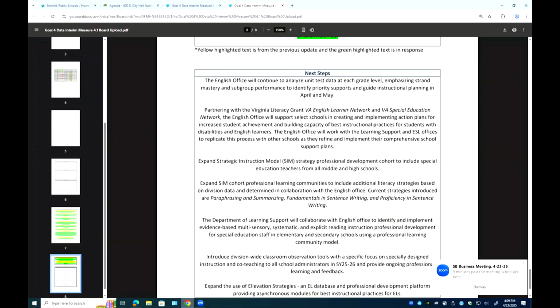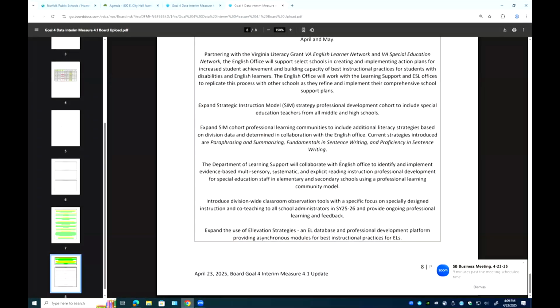Expanding the Strategic Instruction Model, the SIM strategy professional development cohort, which we collaborate with William and Mary on. We will work to expand that to include special educator teachers from all middle and high schools going into next year, and expand the SIM cohort professional learning communities to include additional literacy strategies based on division data and determined in collaboration with the English office.